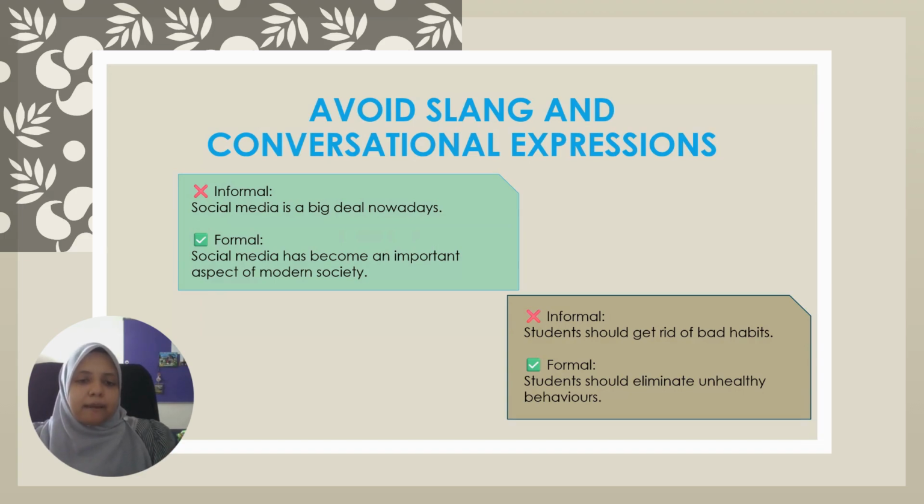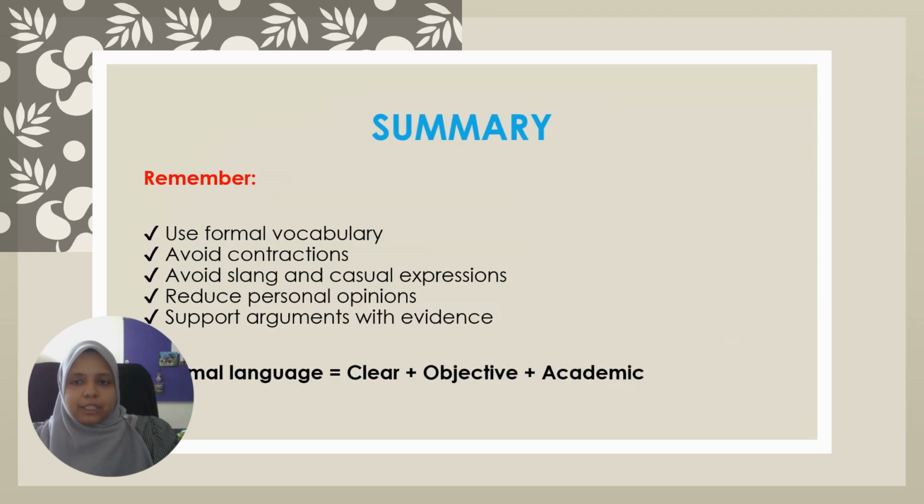The second example sentence: "Students should get rid of bad habits." This is an informal way of writing. How do we improve it using formal language? "Students should eliminate unhealthy behaviors." These are clear examples, which means that when you are writing any sentences to be included in your argumentative essay, you have to remember to avoid all slang and conversational expressions.